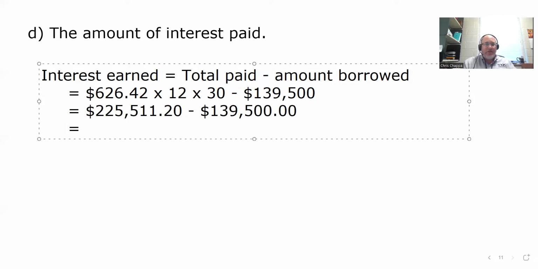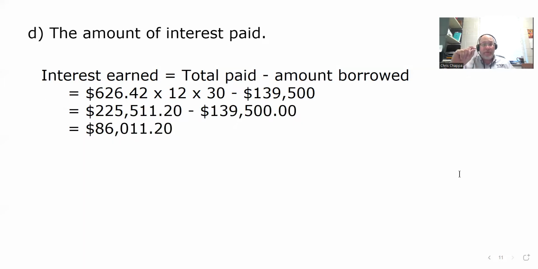Well, if we take the amount that we paid in monthly payments and take away the amount that we borrowed, the difference is $86,011.20. Yes, you paid an extra $86,011.20 for this house. Does it hurt? It does. But you borrowed 6 figures and took 30 years to pay it back. This is the cost of borrowing huge sums of money and taking a long time to pay it back.